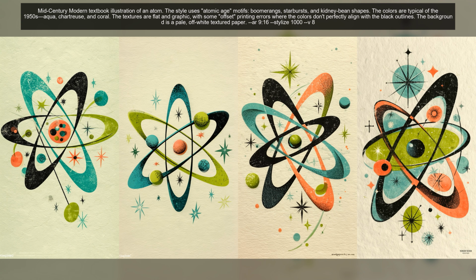A mid-century modern atom diagram with atomic age starbursts, aqua and coral, and slight offset print errors. Great posters overall, though some accidental text crept in thanks to Gemini.